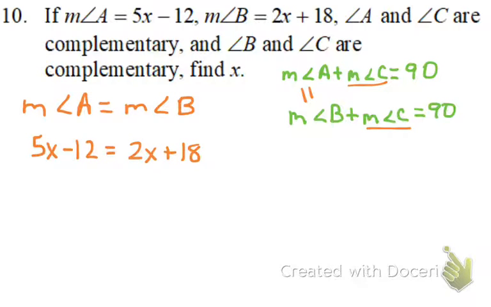So the measure of angle A is equal to the measure of angle B. Substitute in, since A is equal to 5x minus 12 and B is equal to 2x plus 18. We can substitute in, and then we'll get the variables on one side. Subtract 2x from each side. The subtraction property of equality allows us to do that.